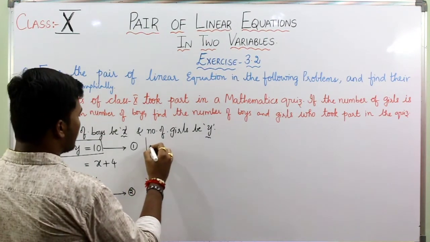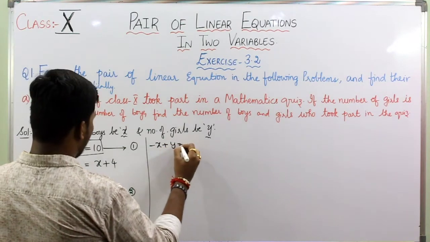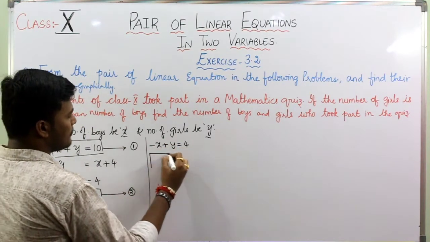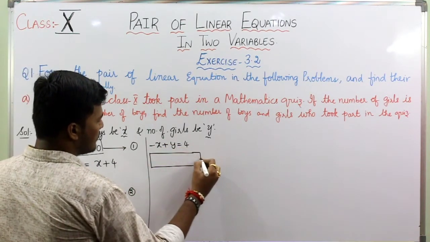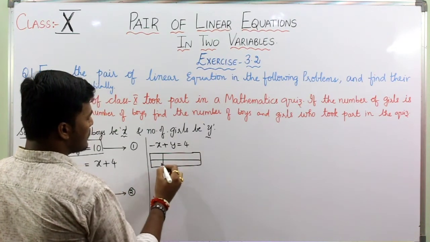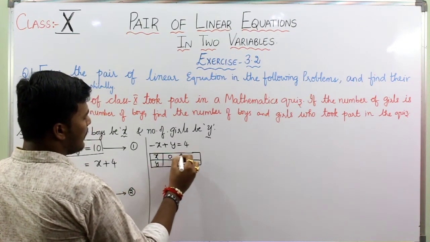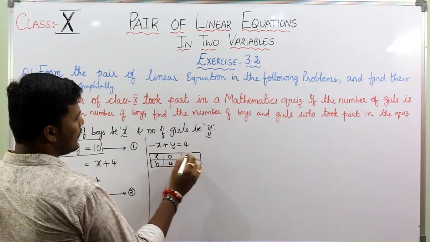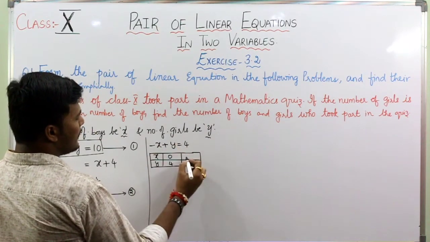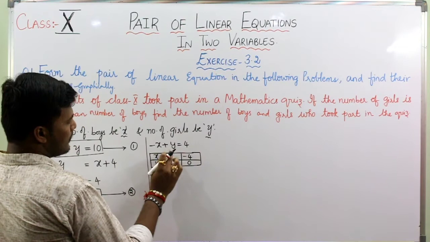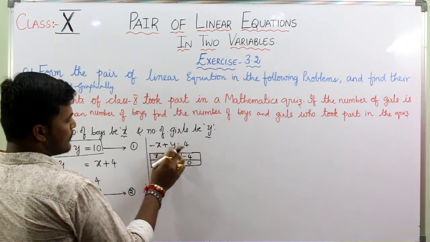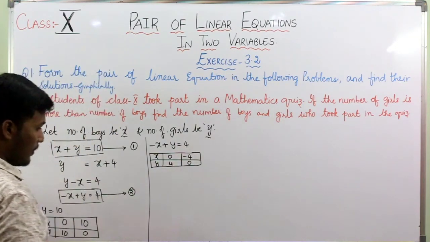Now the second equation is minus x plus y is equal to 4. For this, let us consider x and y values as zeros. If x is 0, y will become 4. If y is 0, then x will become minus 4. We got the two tables.